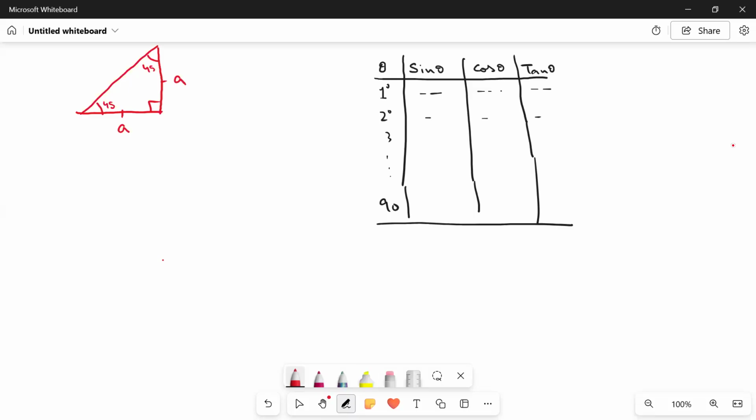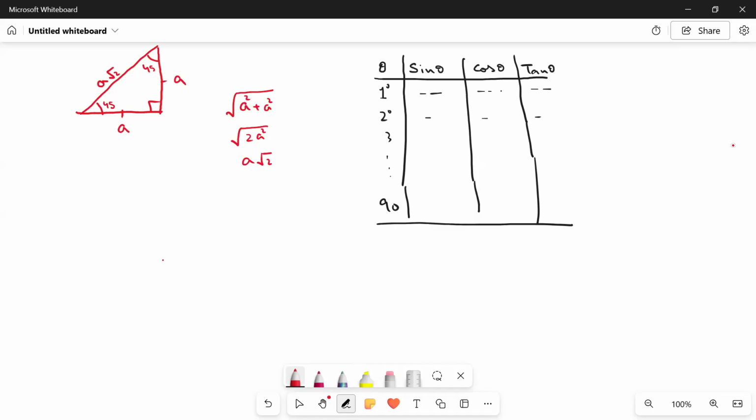Now, how can I find the hypotenuse of this one? If you use the Pythagoras theorem, this side is going to be the square root of the square of this one plus the square of this one, remember? So A square plus A square is 2A square, and that will be A under the root 2. So this side is A under the root 2. Make sense?